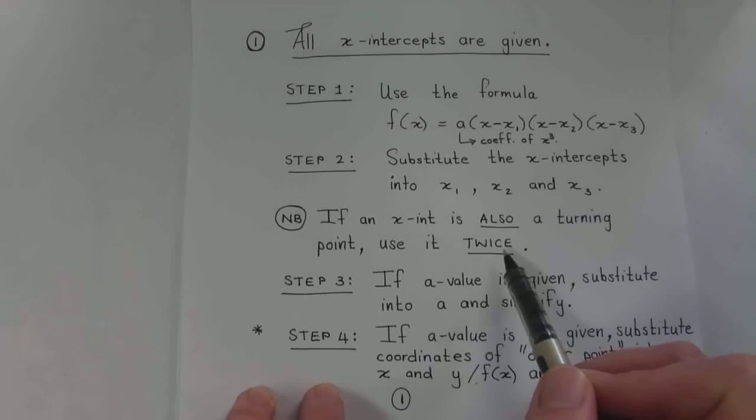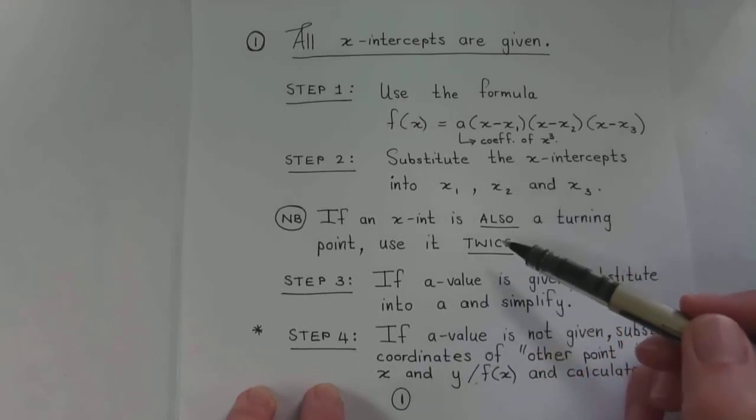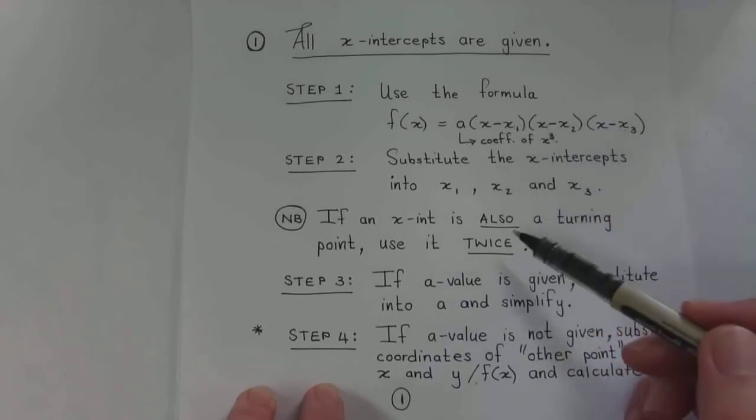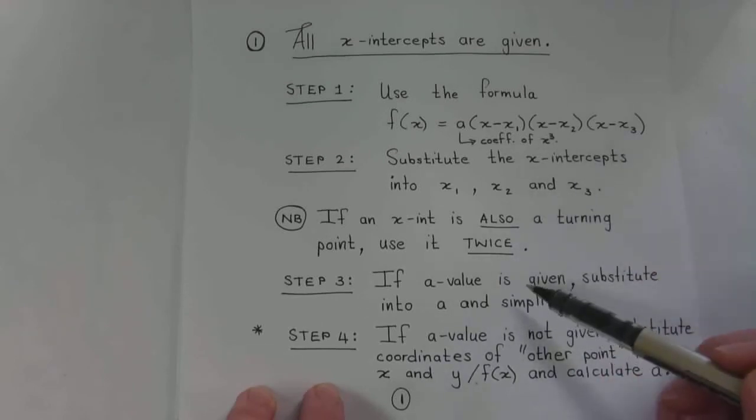So if I have an x-intercept, and it's not just an x-intercept, it's also a turning point, I will take that same x-intercept and I will not only sub it into one of these brackets, I will sub it into two of these brackets. Very, very important to remember that.